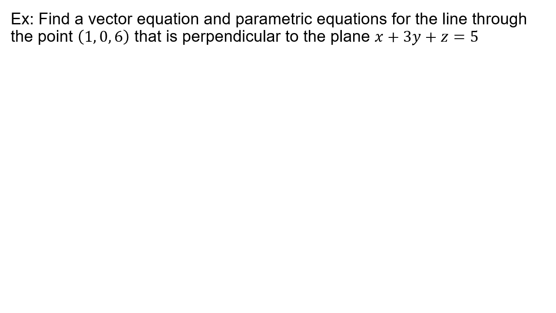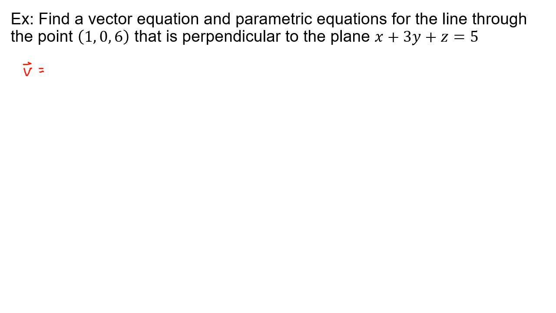Okay, let's do another one. Find a vector equation and parametric equation for the line going through the point (1, 0, 6), and it's perpendicular to the plane x plus 3y plus z equals 5. So you still have to find the same two things. You need a vector v, and you need that r0 vector.